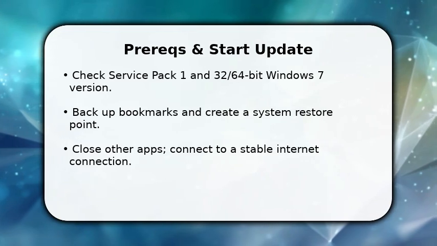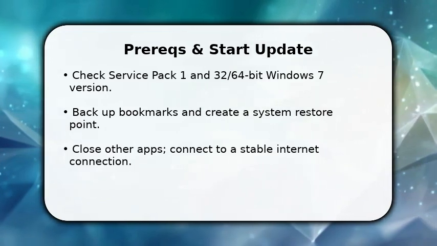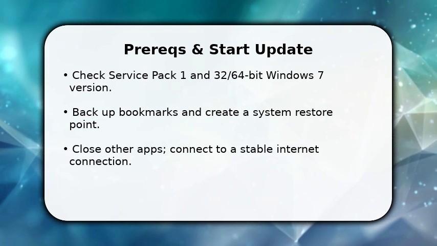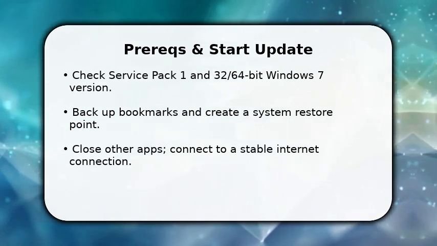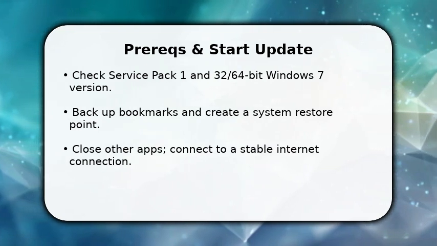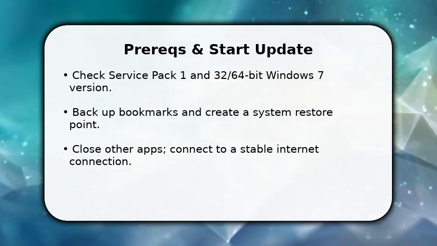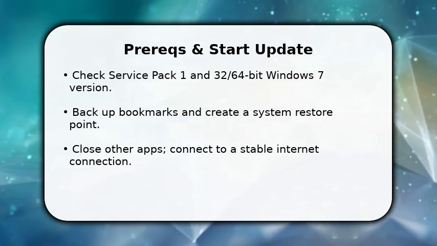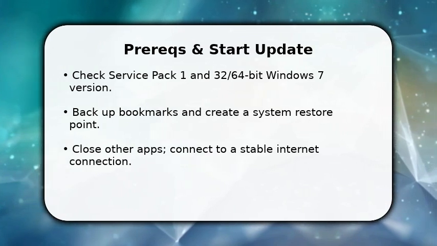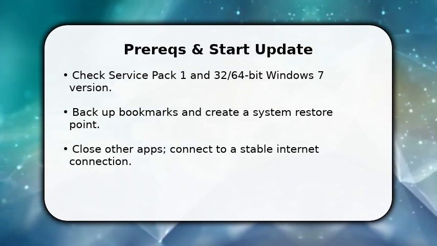Enjoy the video. You begin by confirming prerequisites. Make sure Windows 7 SP1 is installed and you know whether your OS is 32 or 64-bit because downloads differ. Next, back up Internet Explorer favorites and create a restore point so you can undo changes if needed. Once done, close other programs and connect to a stable network to prevent interruptions.